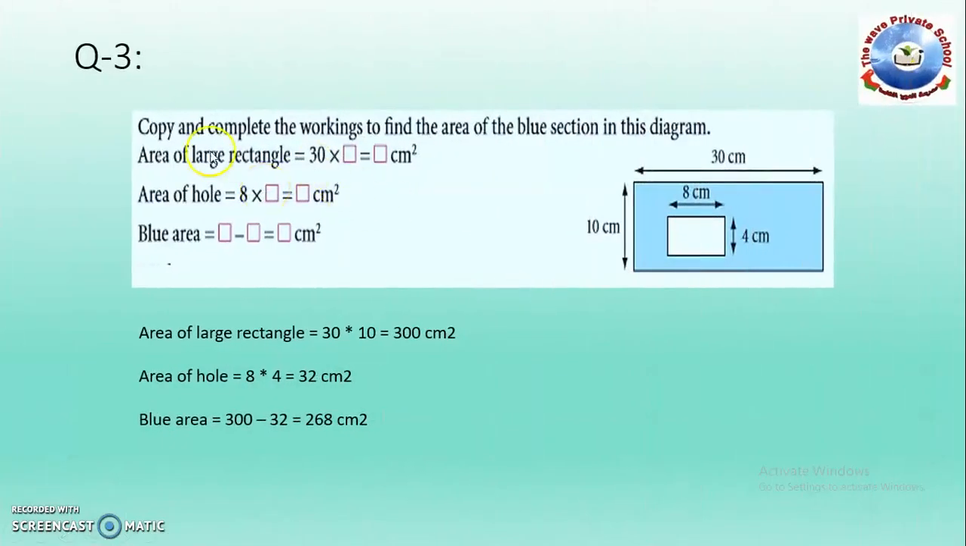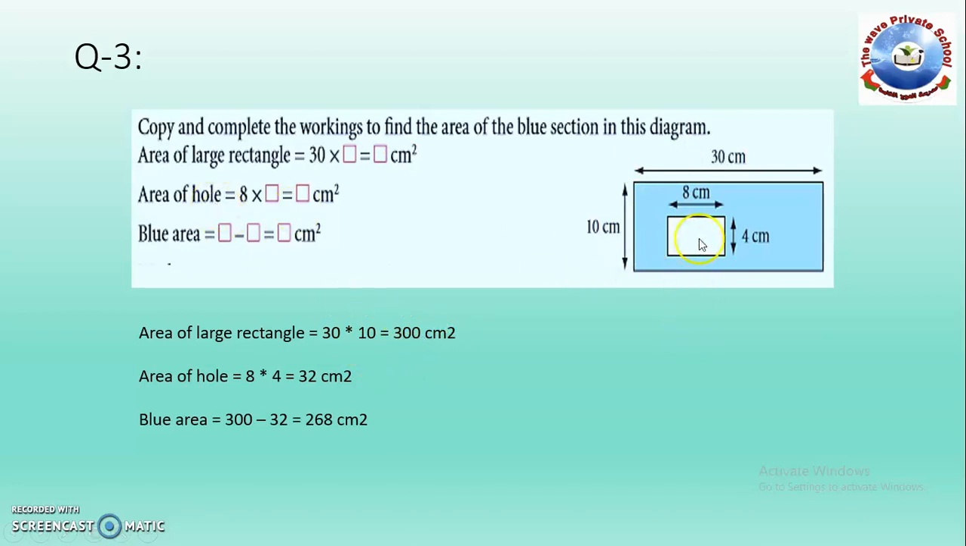Now question number 3: copy and complete the workings to find the area of the blue section in this diagram. Here there is blue section and here it is white section. So first of all you will find the area of the large rectangle and then the small rectangle. So what is the question? Area of large rectangle, 30 multiplied by dash is equal to dash centimeter square. So here 30 centimeter is given and width is also given, that is 10 centimeters. So just multiply these two values, it will be equal to 300 centimeters square.